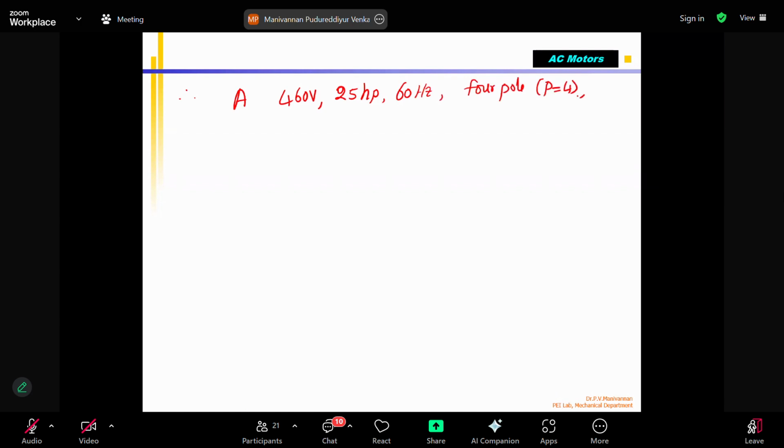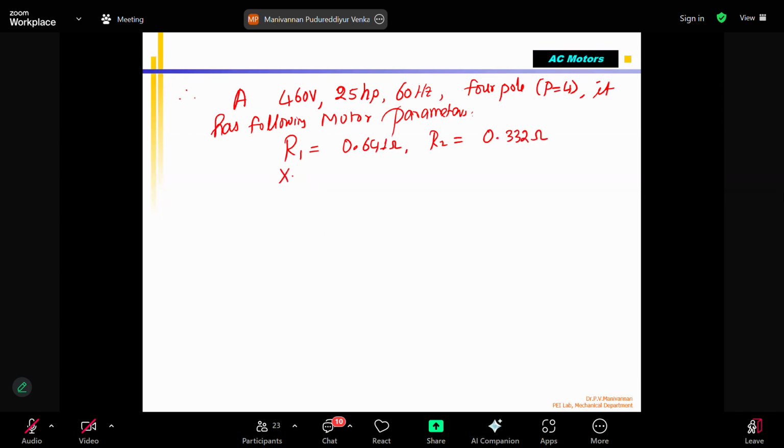And it has the following motor parameters. One is R1, that is stator resistance, equal to 0.641 ohms, and R2, which is nothing but rotor resistance. We are talking in terms of the equivalent circuit, correct? So 0.0332 ohms, and X1 equal to 1.106 ohms. Please note that X1 is called reactance.